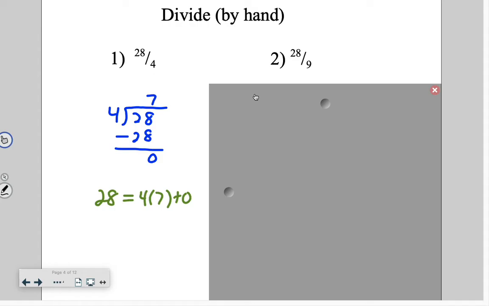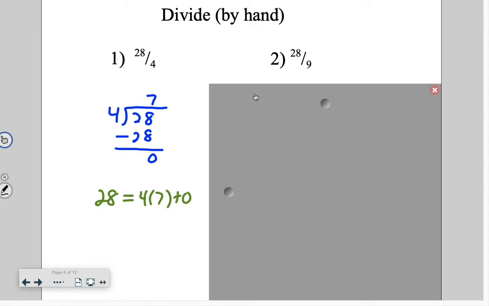You look and you say, all right, does 4 go into 2? No, 4 doesn't go into 2. So then you add a next number. Does 4 go into 28? Yep, 7 times. And then 7 times 4 gives me 28. And I subtract, and it turns out I get 0. That 0 is called the remainder.